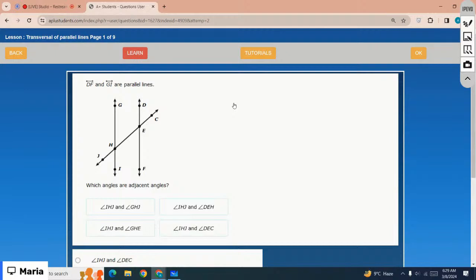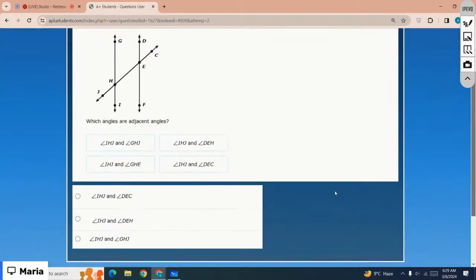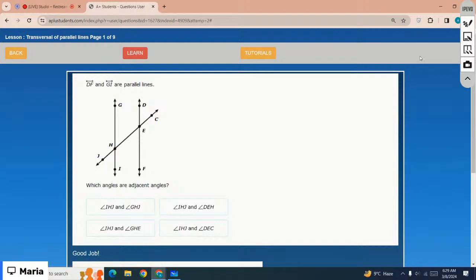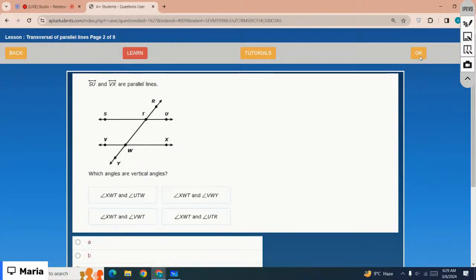Here is IHJ and here is GHJ. Adjacent angles are the angles that are right next to each other. So IHJ and GHJ are the adjacent angles. Got it? SU and VX are parallel lines. Which angles are vertical angles?